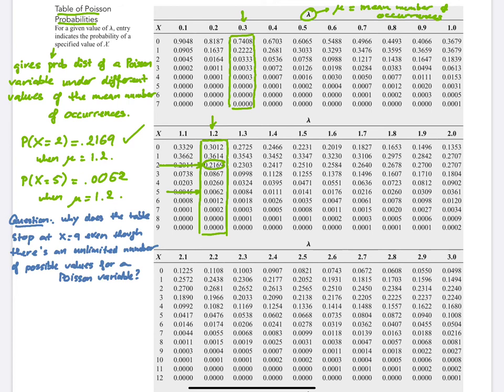Remember in the previous video we said the number of possible values is unlimited. So we could have 50 people show up at the restaurant. We could have 1,000 people show up at the restaurant. We could have 1,000,000 people show up at the restaurant. So the question is, why does the table stop at 9? Now the short answer to this question is that when mu is low, when the mean number of occurrences is low, it becomes less and less likely to observe large numbers of occurrences.